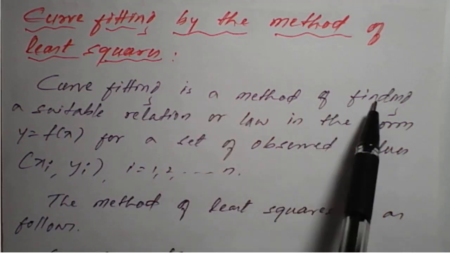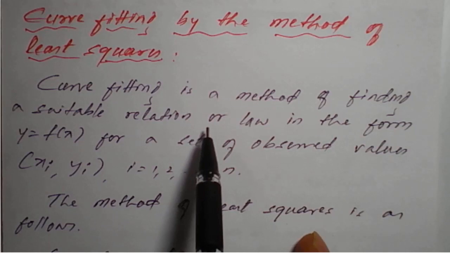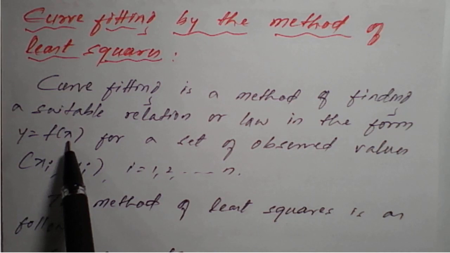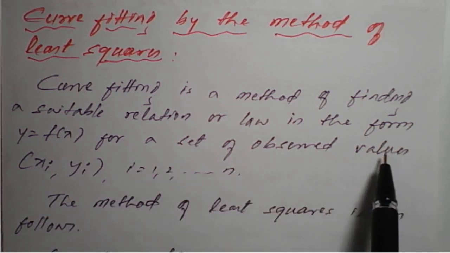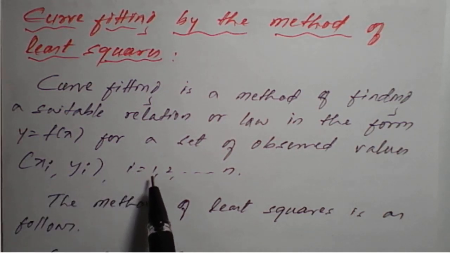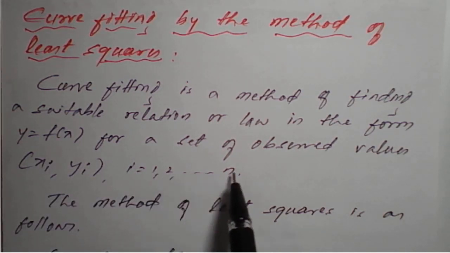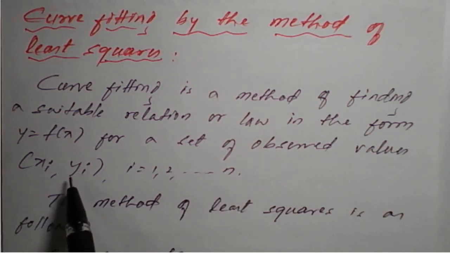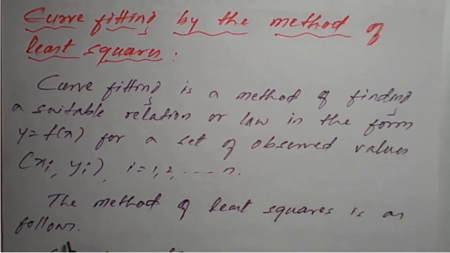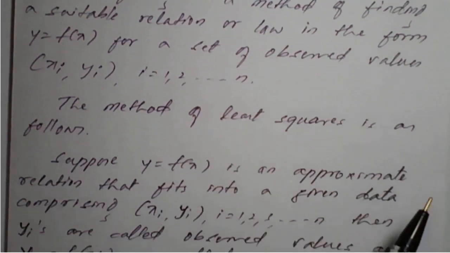Curve fitting is a method of finding a suitable relation or law in the form y is equal to f of x for a set of observed values, that is (xi, yi). These are ordered pairs where i takes the values 1, 2, 3, and so on up to n. Just now I have taken the x-axis and y-axis, and we have taken the points, and from that we have drawn the best fit. So the method of least squares is as follows.